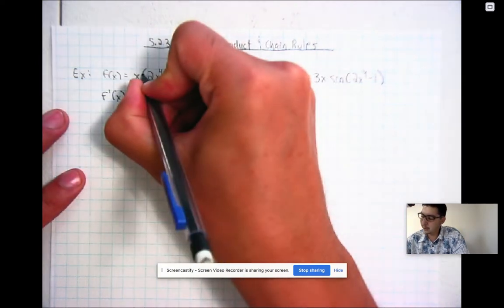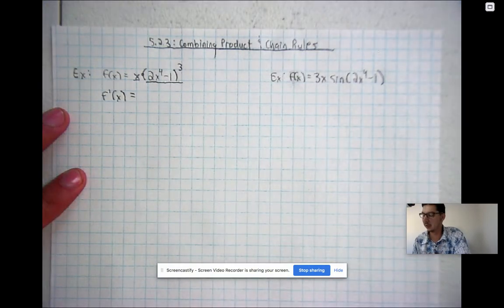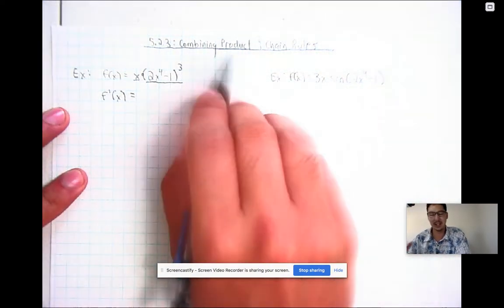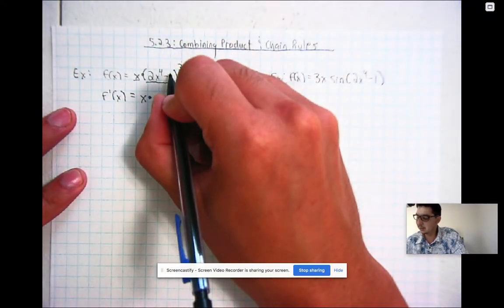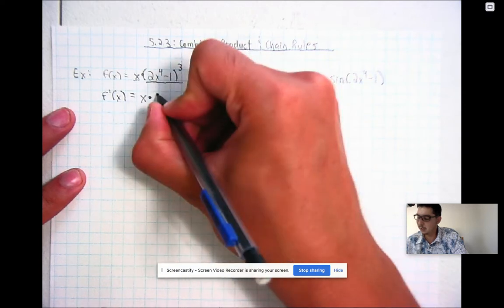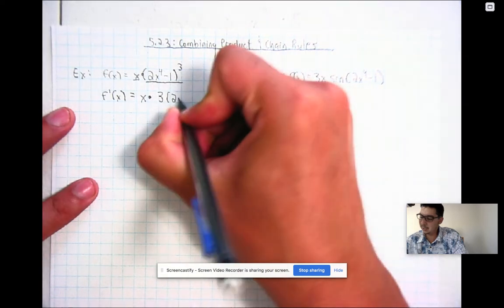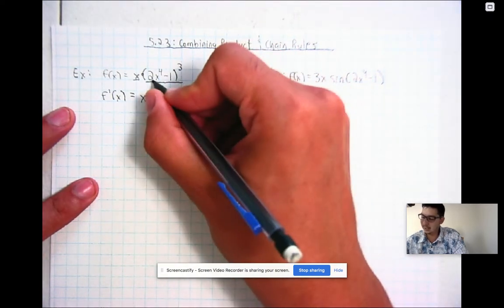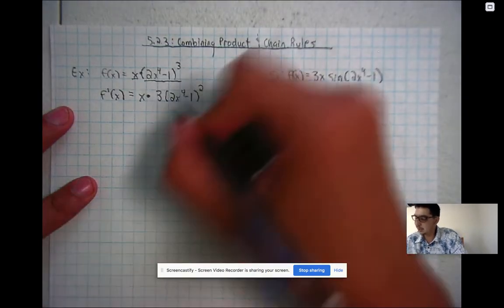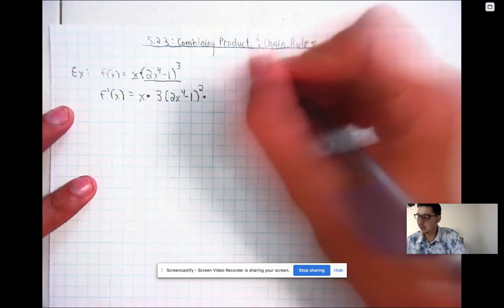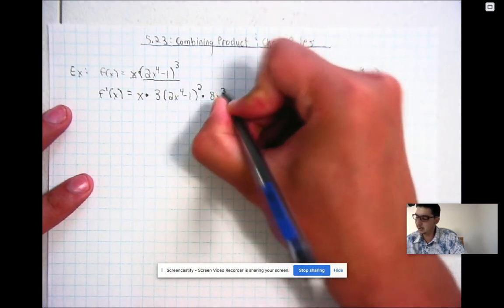Well, notice we have two functions multiplying each other, x times (2x^4 - 1)^3. So then we have to use the product rule, which states, and I hope you haven't memorized, the first times the derivative of the second. So the derivative of this function here is going to be 3. But now this is the chain rule because we have to leave the inside alone. The derivative of the outside leaving the inside alone, actually minus 1 there, times the derivative of the inside, which would be 2x^4, would be 8x^3.